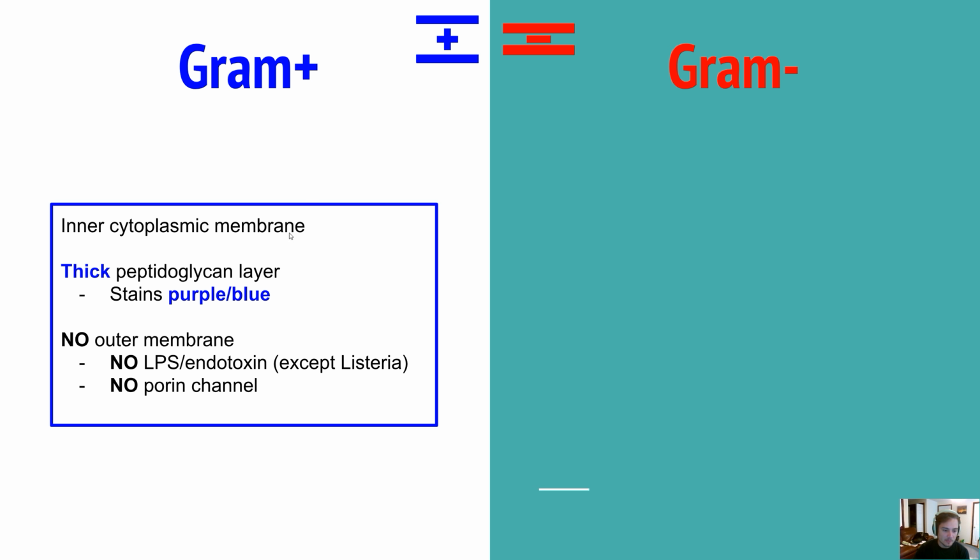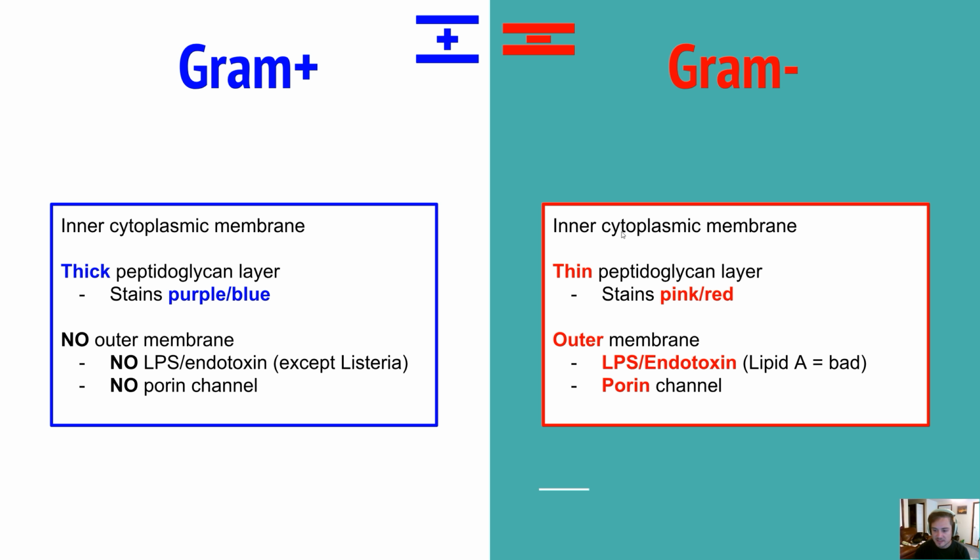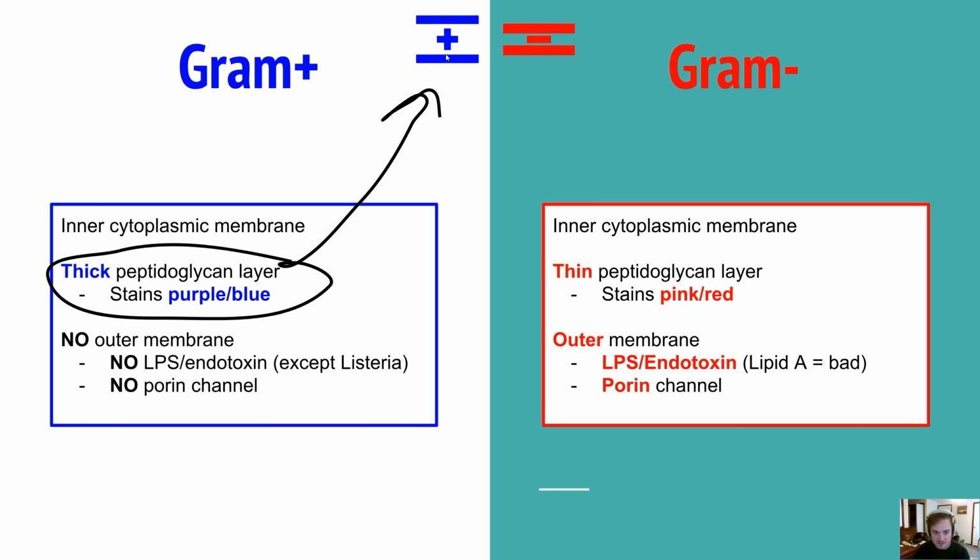So inner cytoplasmic membrane has that thick peptidoglycan that stains purple or blue, no outer membrane, no LPS, no porin channel, because all of these are in the outer membrane. Here's the exception. Listeria monocytogenes does have LPS and endotoxin, but I would just throw that away for now while you're trying to get into learning bacteria. Where the gram-negatives, we said, also have an inner cytoplasmic membrane, thin peptidoglycan between the inner and the outer, but it does have that outer, and it's going to have the LPS, endotoxin, and the porin channel. So purple, blue, plus sign for gram-positive, and it's going to be thick peptidoglycan, pinkish red, and thin for the gram-negatives, and the outer membrane can be very reactive, or your body can react very badly to it.